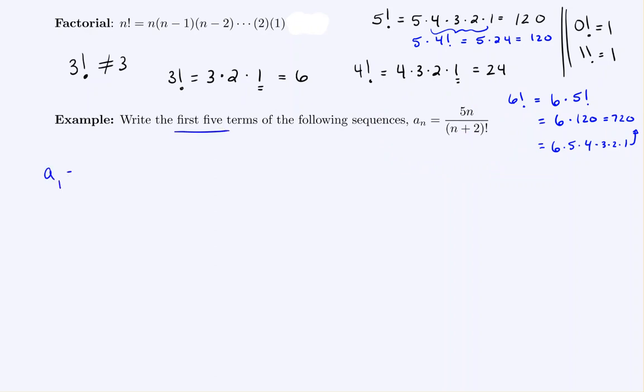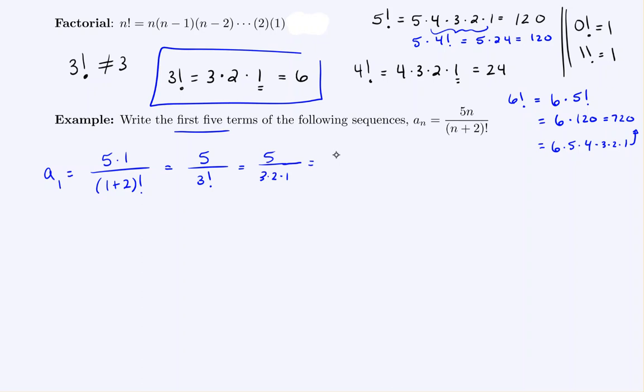A sub 1, 5 times 1, all over 1 plus 2 factorial. Now don't forget order of operations, parentheses comes first. So I think what is 1 plus 2? That's 3 factorial. 5 over 3 times 2 times 1, or if you already have memorized 3 factorial is 6, because that's always going to be a rule, you could automatically write this as 5/6.